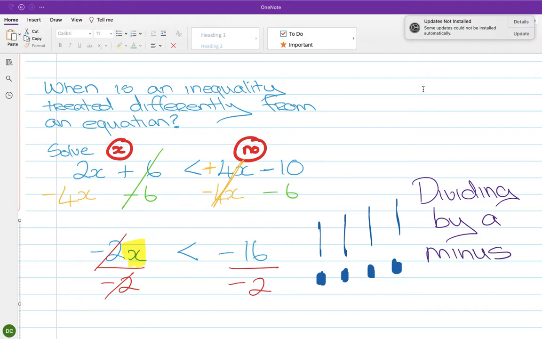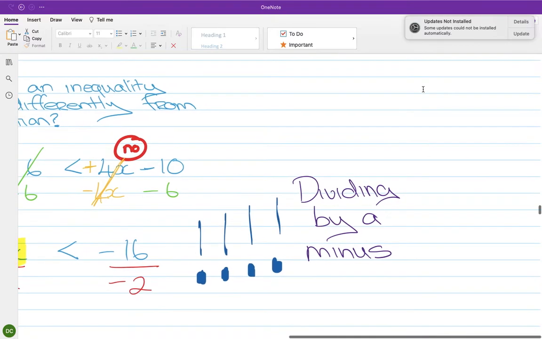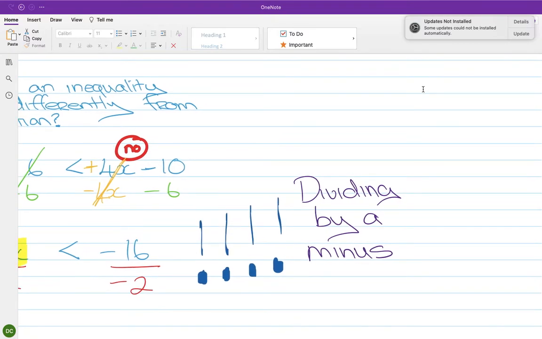So when you use all the rules I've taught you for how to solve, and it creates the situation where in order to isolate the x, you have to divide by a negative number. When you divide by a negative number in an inequality, this is the one time that an inequality differs from a regular equation. I'm going to attempt to explain why. Okay, have a look at this.